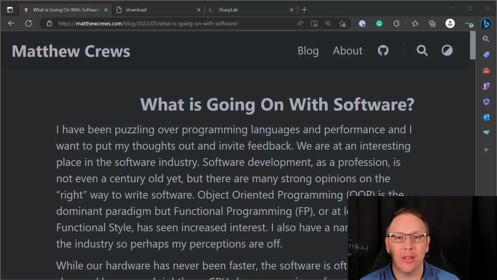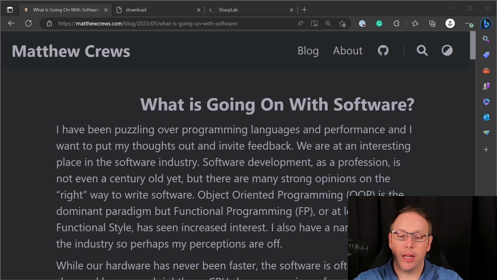Hello, F-sharp. I wanted to take some time to unpack an article that I recently wrote titled "What is Going On with Software?" This article was prompted by my mulling of the state of the software industry, where we're at and where we are going. Part of it is I've been asked to give a talk on why F-sharp is a great language for doing high performance work, simulations, optimization.